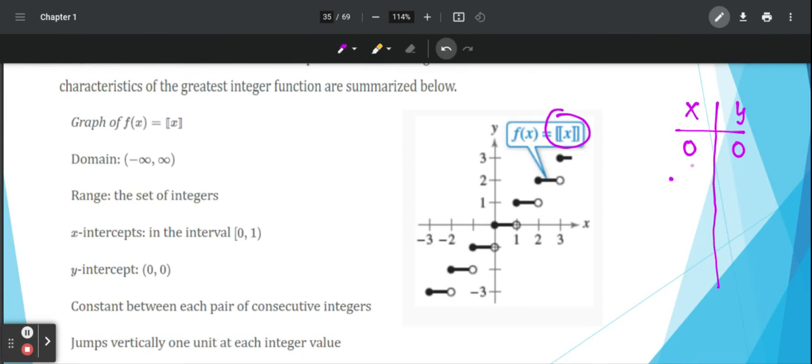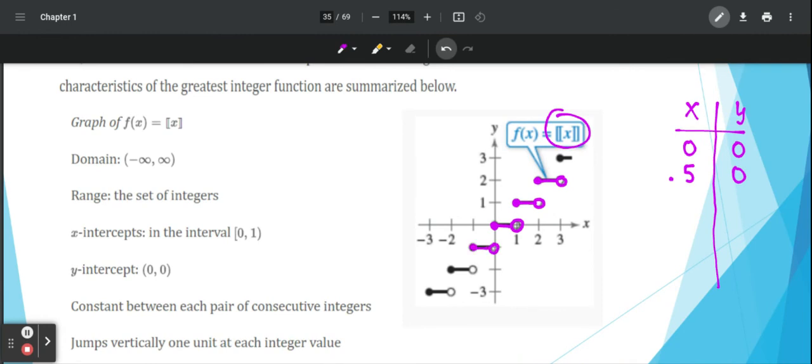So if x was 0.5, your y would still round down to 0. So we would know that (0, 0) is included, and everything up to 1 would be included, except for 1, because at 1 we would have an open circle. So everything from 0 to 1, not including 1, your y value will be 0. But then at 1, those values jump up to 1, and everything from 1 to 2, but not including 2, and then it jumps up to 2, and 2 to 3, not including 3, and then it follows that same pattern in the other direction as well.